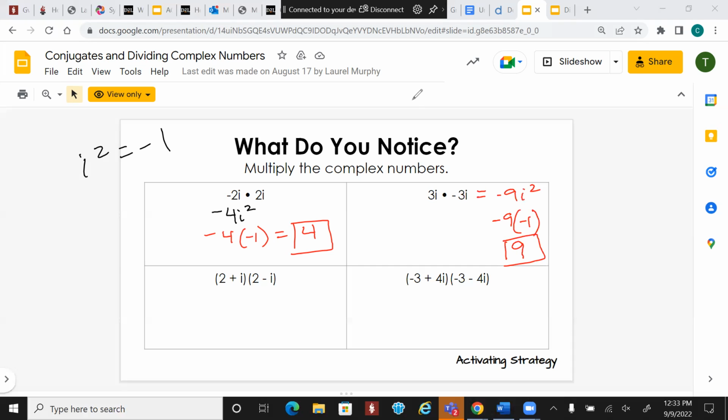So I'm going to do 2 times 2, which is going to give me 4. 2 times -I, which is going to give me -2I. I times 2 is going to give me +2I. And I times I gives me -I squared.